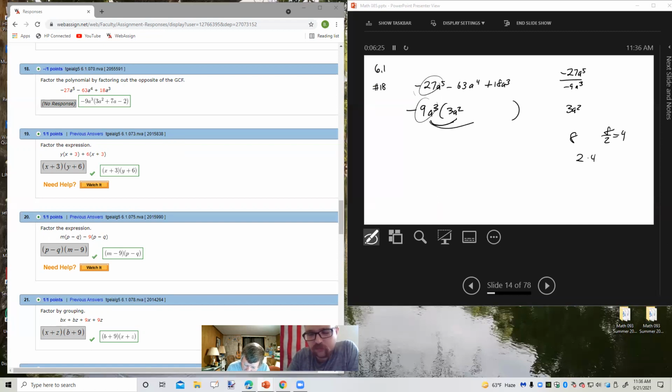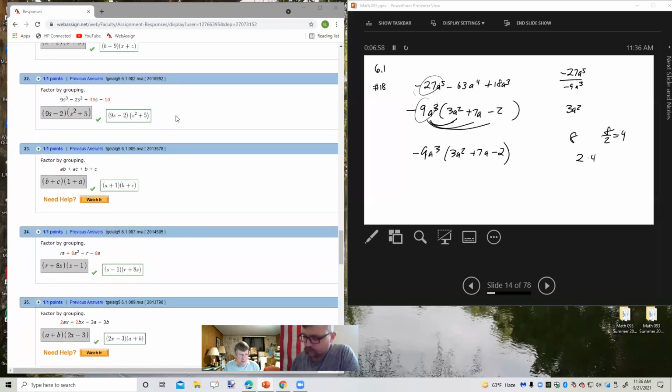All right, so what's left over? Negative 63a to the 4th, we need a plus 7a to get negative 63a to the 4th. And then here, negative 9 times negative 2 would be positive 18, and we've already got a cubed. So negative 9a cubed times 3a squared plus 7a minus 2 would be the final answer as we see it there. Any questions about that one?